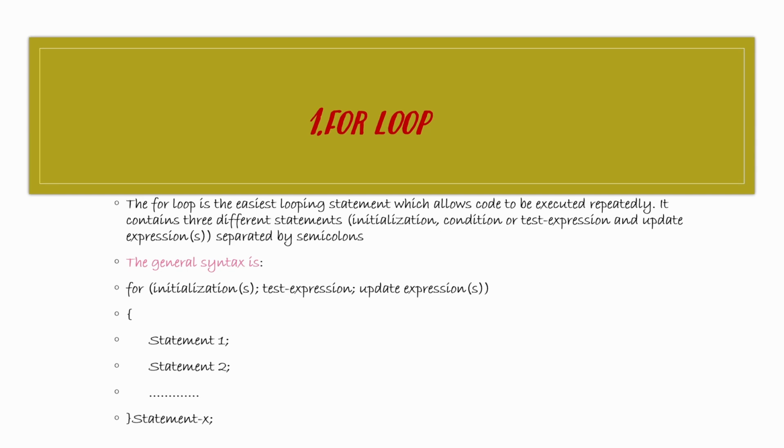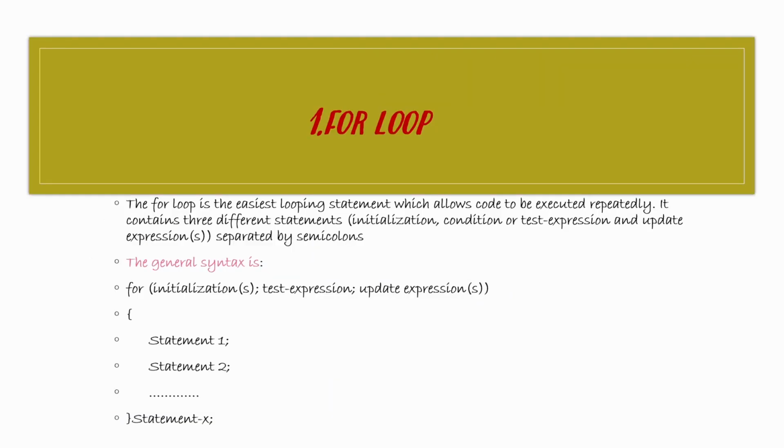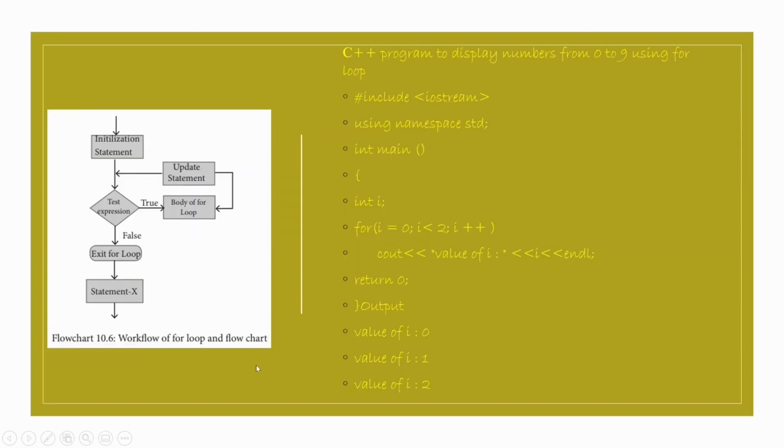The for loop is the easiest looping statement, which allows code to be executed repeatedly. It contains three different statements. First is initialization, where we give some value to the variable, then we test the condition, then the update expression, and then the body of the loop, as we discussed earlier. That is the syntax as I have displayed here. Make sure you note it down and understand it.